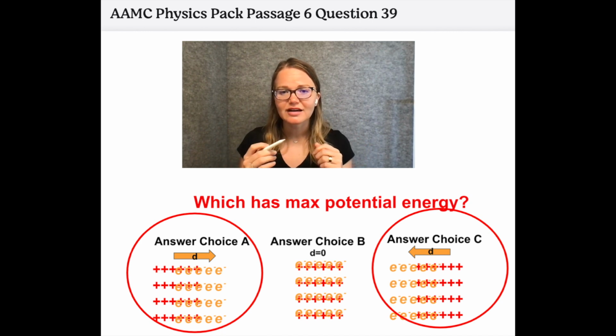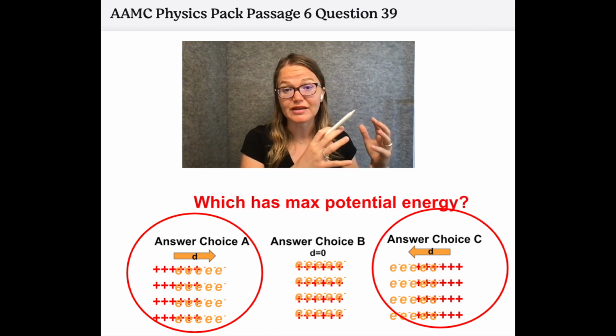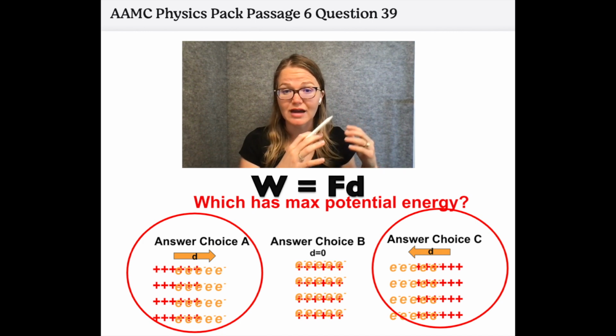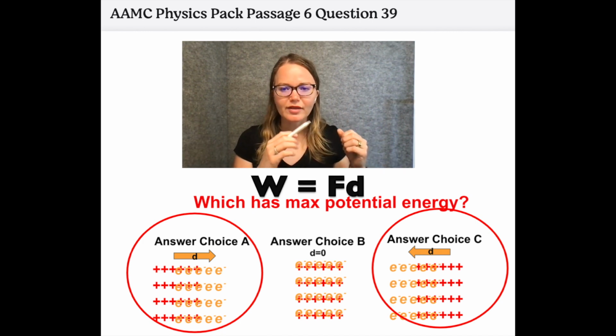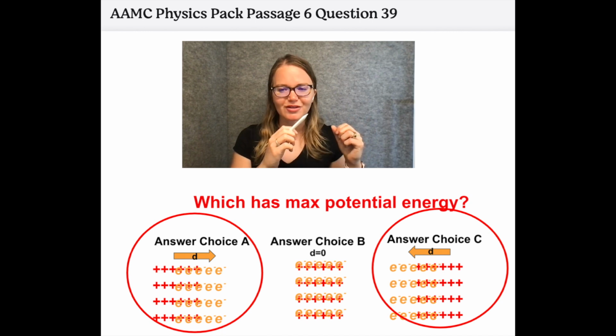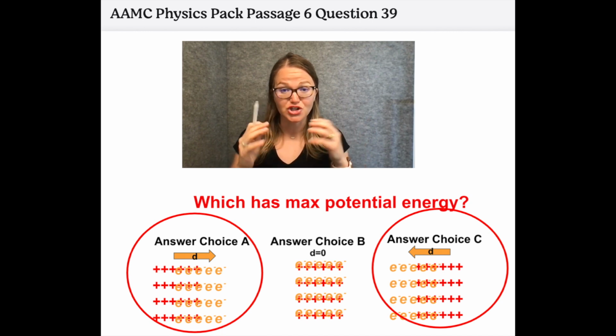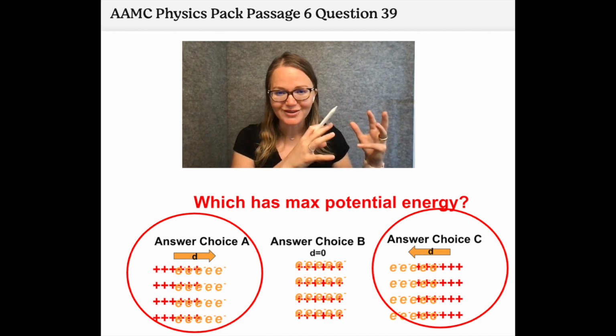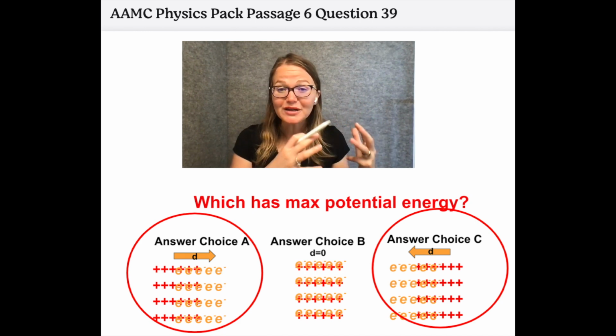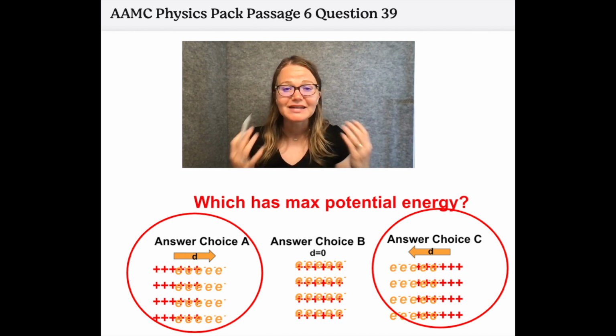When our electron sea is displaced, work is done to displace it. Remember, work is force times displacement. So when the electron sea moves, it's moving against a force, our charge gradient, and it's getting displaced. So work is being done, and that work needs to be stored somewhere. And that's what potential energy is.